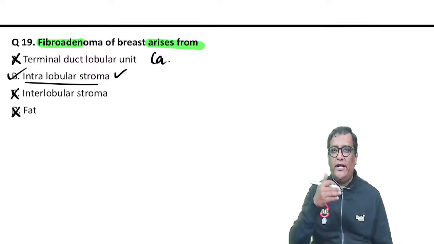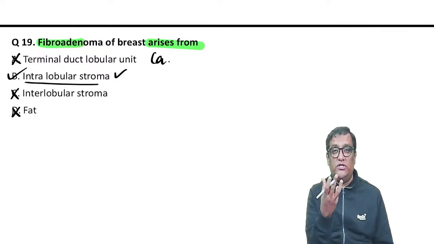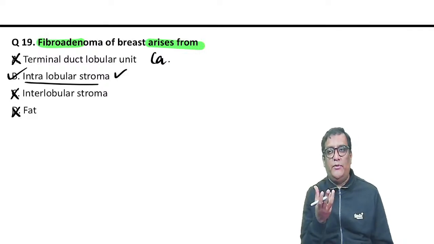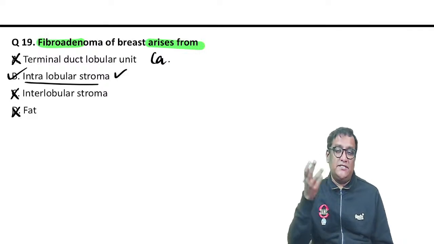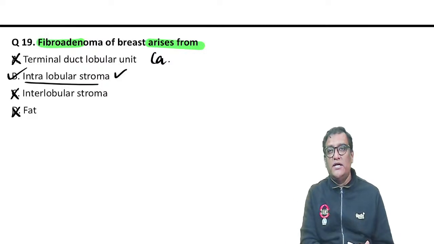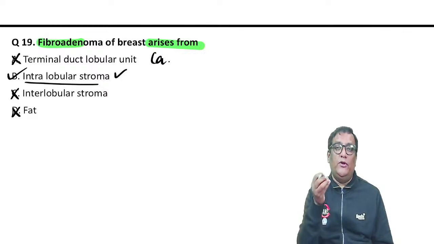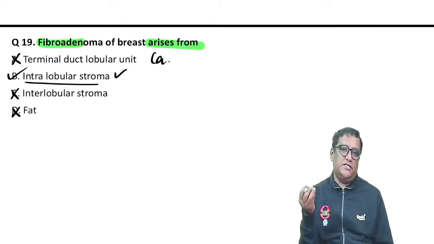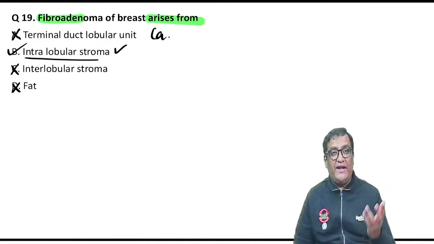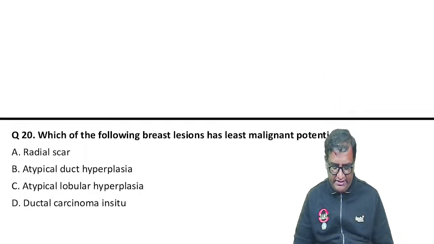I told you at that time also that the examiner will ask you what arises from where. From TDLU arise all your epithelial hyperplasia, duct hyperplasia, then DCIS, and all the carcinomas. Then Paget's disease and papillomas arise from the large ducts, isn't it? Yeah. And fat necrosis arises from fat, basically.